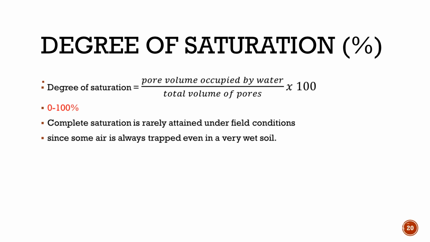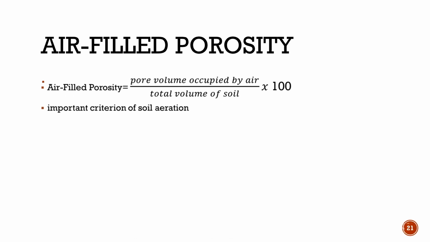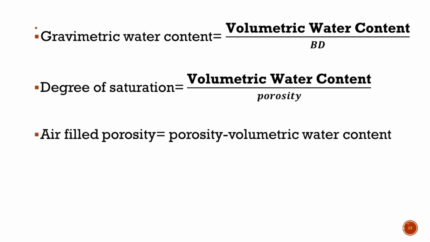Degree of saturation is the pore volume occupied by water per total volume of pores, expressed as a percentage between 0% and 100%. Complete saturation is rarely attained in the field because some air is always trapped. Air-filled porosity is a key characteristic in soil science. Air-filled porosity is the volume of air in the soil.